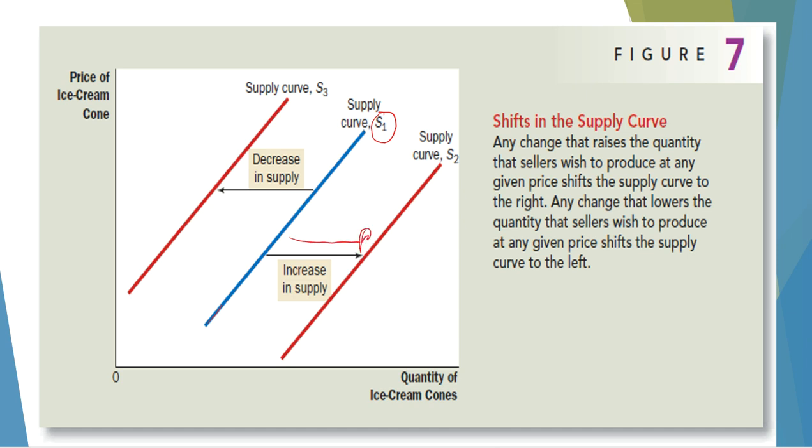Tapi bila harga gula meningkat, kita tak dapat beli banyak gula. So bila kita dapat beli sikit gula, kita dapat produce ice cream tu sikit. So dia akan decrease in supply.